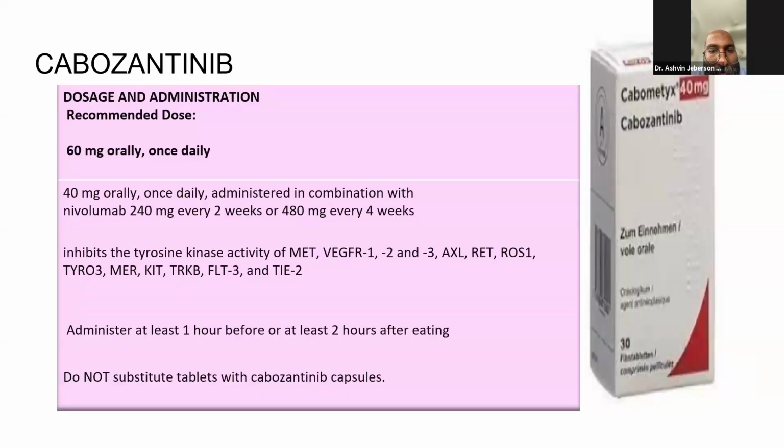Cabozantinib is also a multi-kinase TKI. Mostly we use it for the MET. It has activity against MET and also VEGF along with AXL, and is commonly used in renal cell carcinoma. But in sarcomas also we are using it, especially in relapsed cases of osteosarcoma or in other sarcomas, post pazopanib also we can consider giving cabozantinib. Next slide, please.